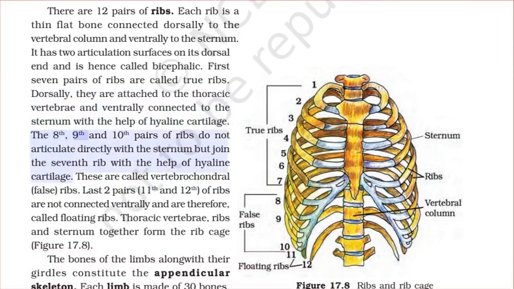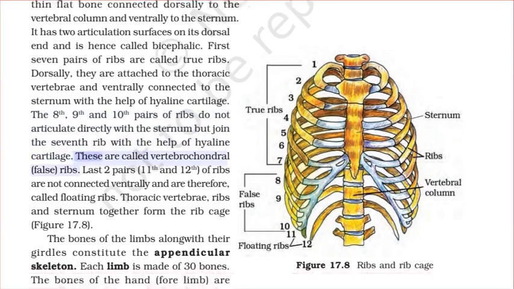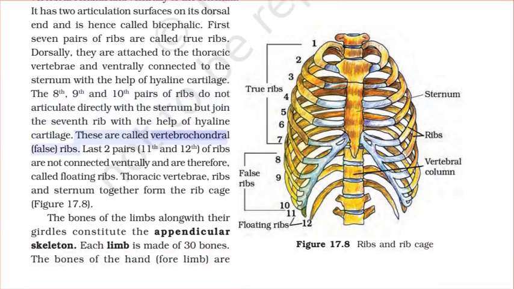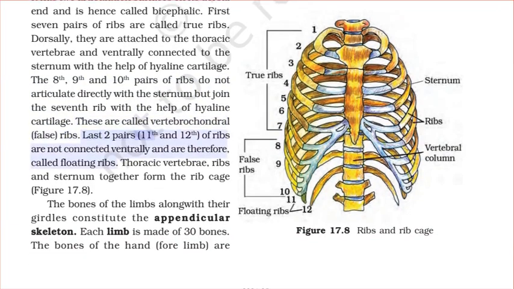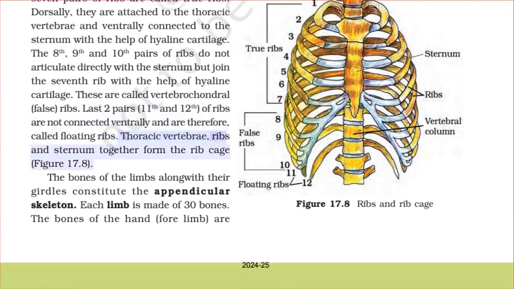The 8th, 9th, and 10th pairs of ribs do not articulate directly with the sternum, but join the 7th rib with the help of hyaline cartilage. These are called vertebrochondral, false ribs. The last 2 pairs, 11th and 12th, of ribs are not connected ventrally and are therefore called floating ribs. Thoracic vertebrae, ribs, and sternum together form the rib cage.